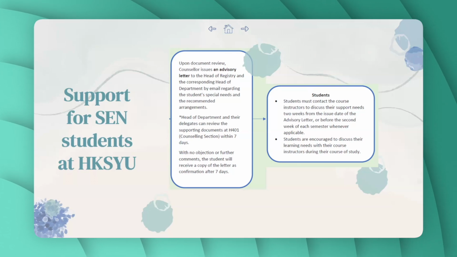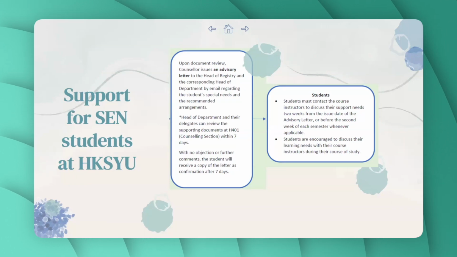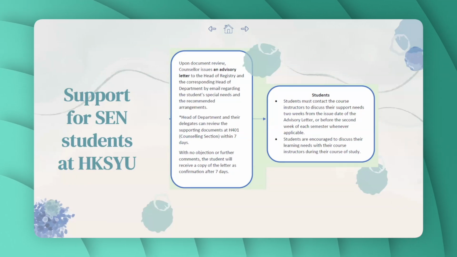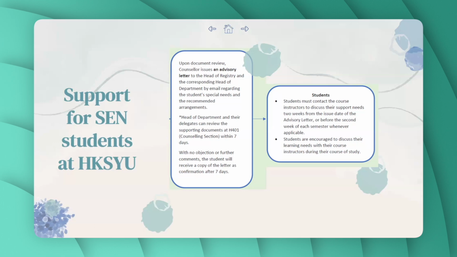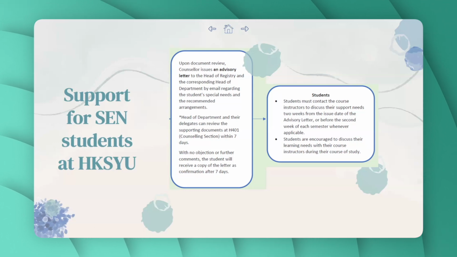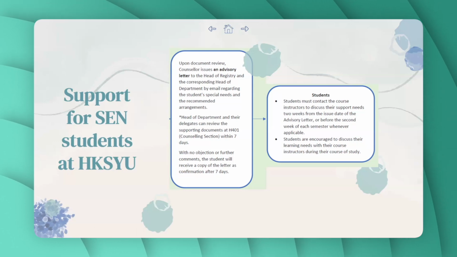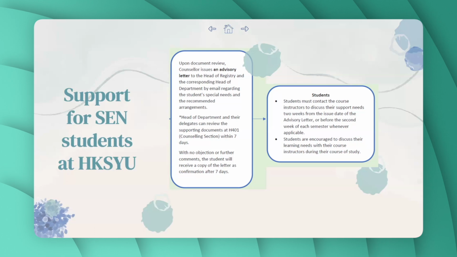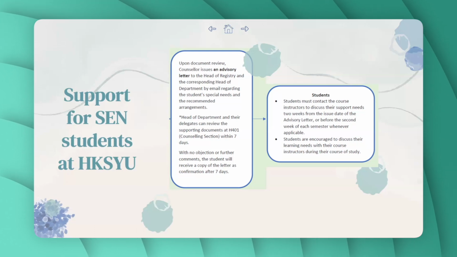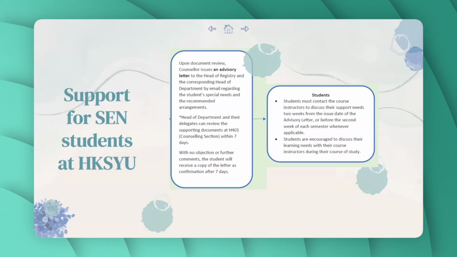And after that, we will issue an advisory letter. The advisory letter will include everything that the student needs for the support. And we will send this to the head of registry and the head of department for approval. So they will know whether they can accommodate those requirements. Sometimes can, sometimes cannot.